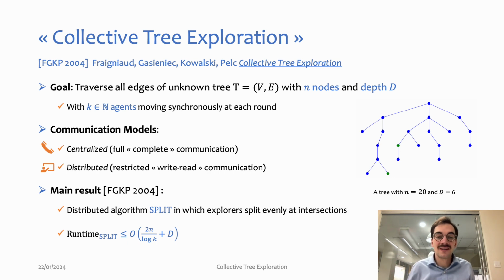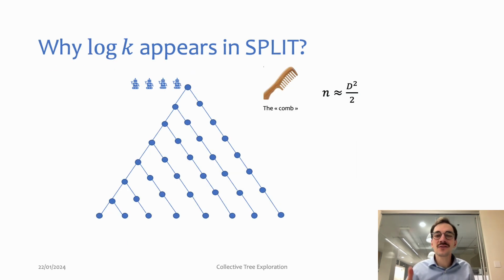But also notice that although it only provides a logarithmic improvement over depth-first search, it was not improved for a long time. So where does this log k come from in Split? Just to explain where it comes from, I'm going to take this very simple example of a tree that we call the comb, because it looks like a comb. In this tree, which is a triangle also, it has n equals d squared number of nodes, roughly, because it's a triangle.